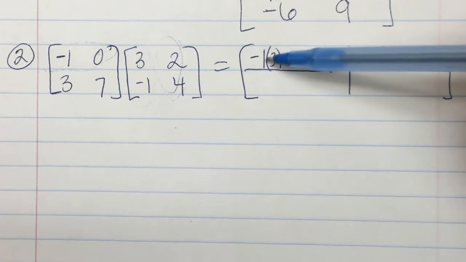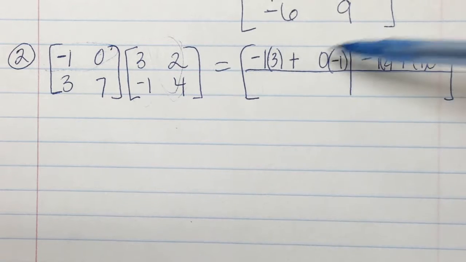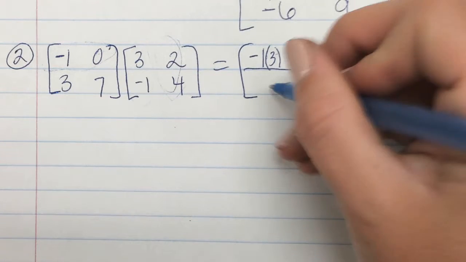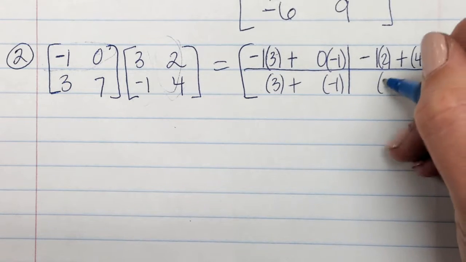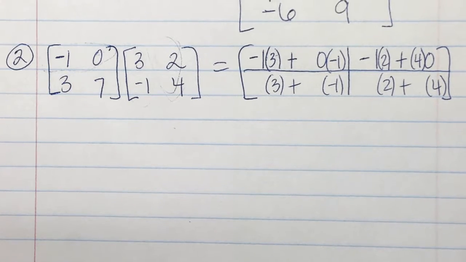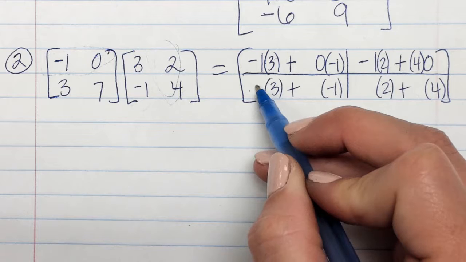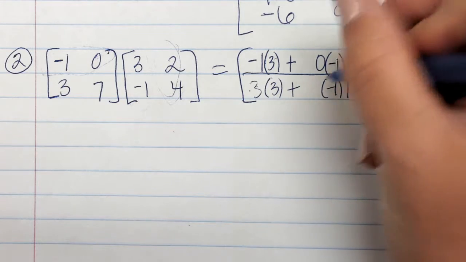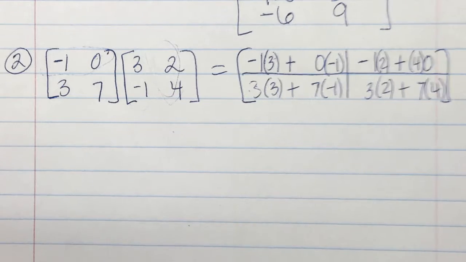Alright, what number is not going to change here and here? 3 and -1. And 2 and 4. What's in parentheses? Good. Alright, what are we going to put beside here? 3 and 7. And then the next one? Same thing, 3 and 7.